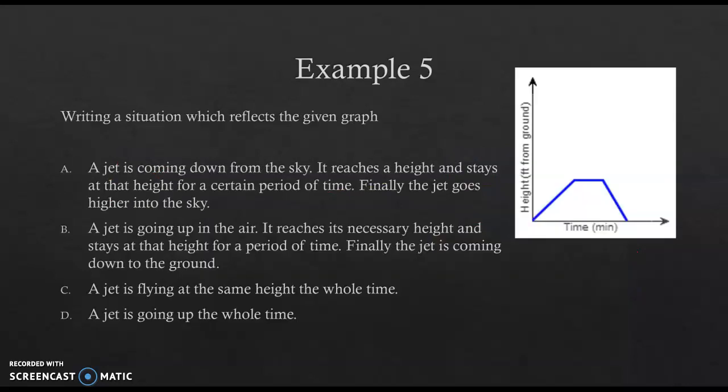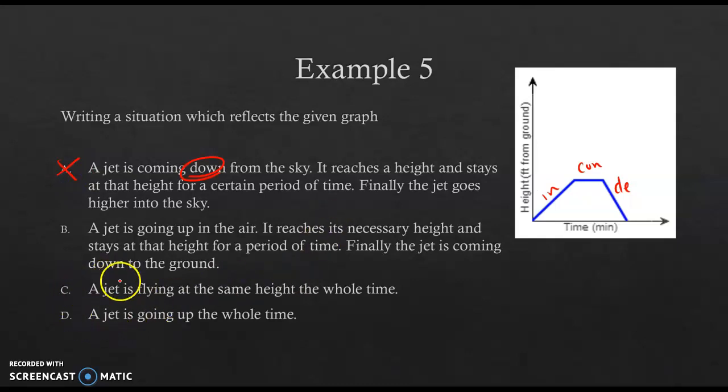All right. Here is writing a situation that reflects a given graph. So looking at the graph, we have height from the ground and our time, and we increase, constant, and decrease. And so we want to look at things that have that order: increase, constant, decrease. So a jet is coming down from the sky. It reaches a height. So this says coming down from the sky, and we're looking for height. So is our height decreasing in this one? It's not. So I know it's not A. I don't even have to read further.